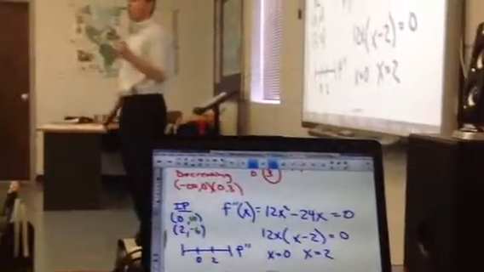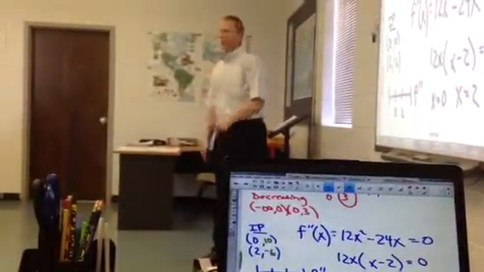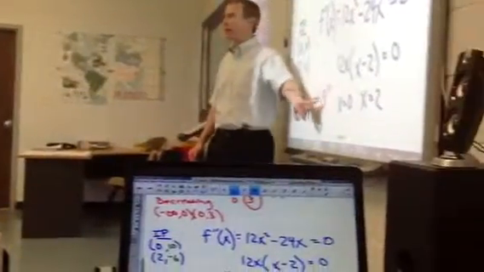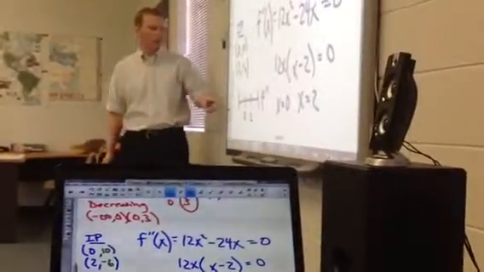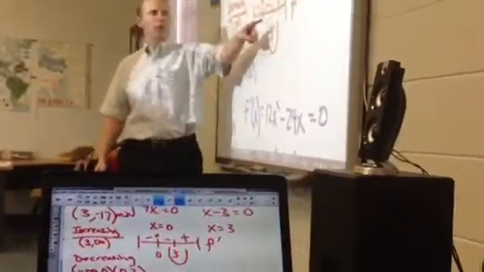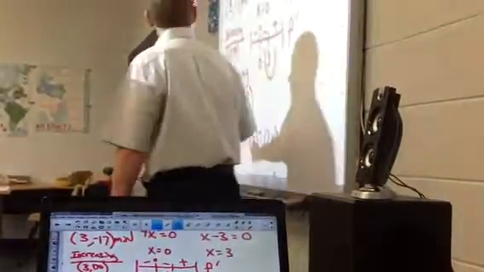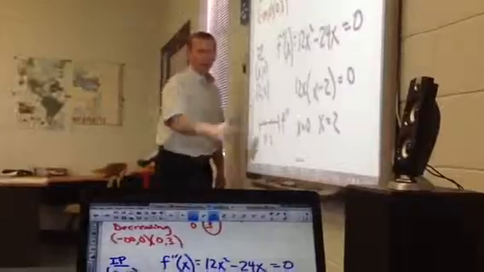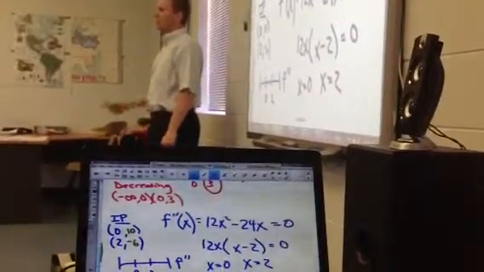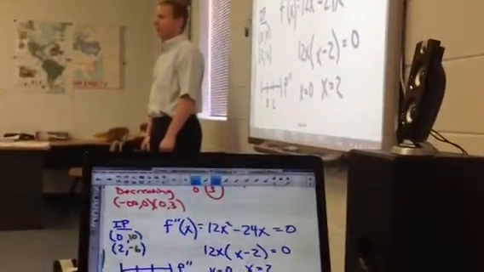Now I've got to test those and see if they really are inflection points. I've tested them by plugging them back into the second derivative. And this is why last week I told you, at the end of your first derivative number line, you need to put an f prime. Because now we've got another number line, and we're going to plug those into the second derivative.